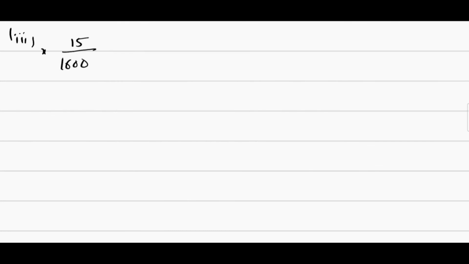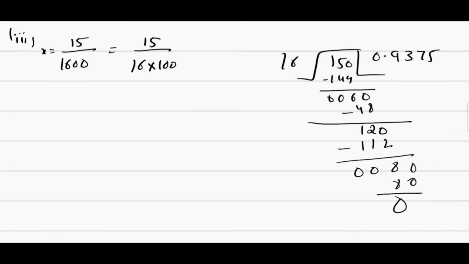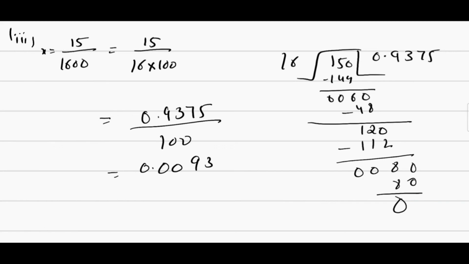Next question we have 15 divided by 1600. So we can write this as 16 into 100. So now you can divide 15 with 16. After dividing this, we will get this number 0.9375 divided by 100. So it means we can put 2 more zeros. It will come like this. So this is my decimal expansion for this number.